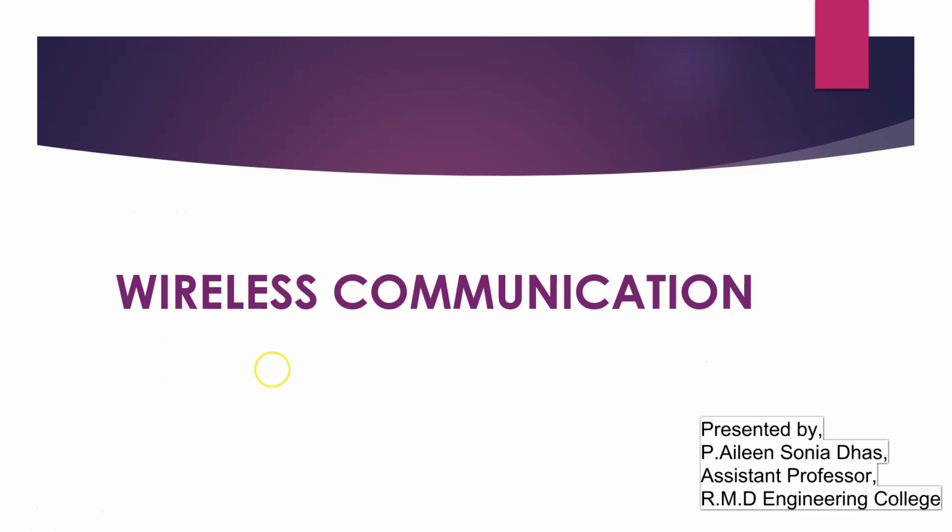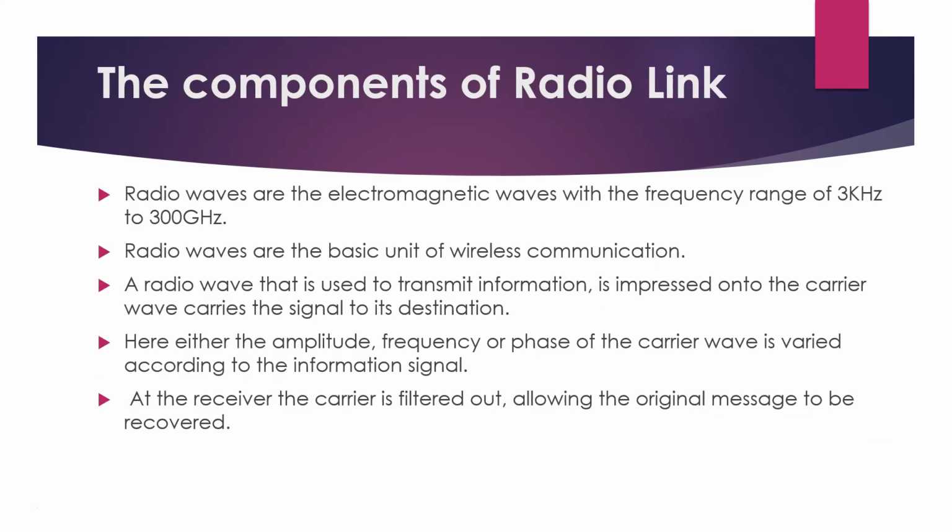So the next topic will be wireless communication. The components of radio link, that is the first topic. So radio waves are the electromagnetic waves with a frequency range of 3 kilohertz to 300 gigahertz. Radio waves are the basic unit of wireless communication.